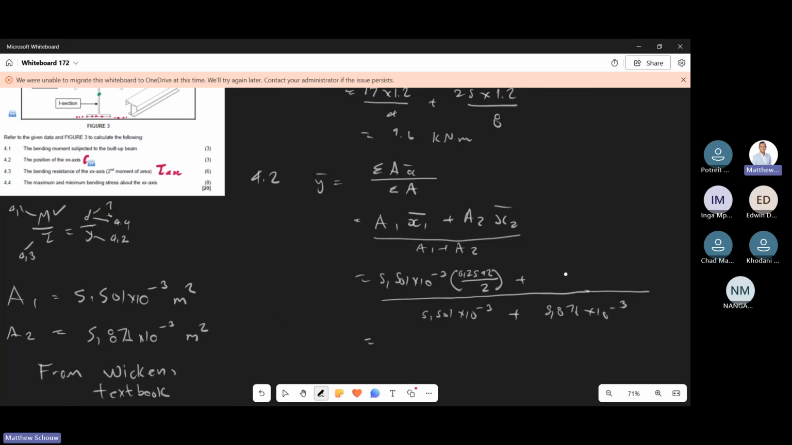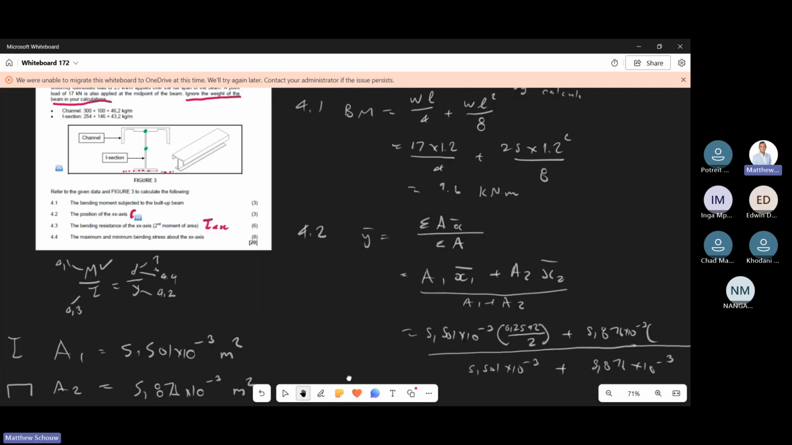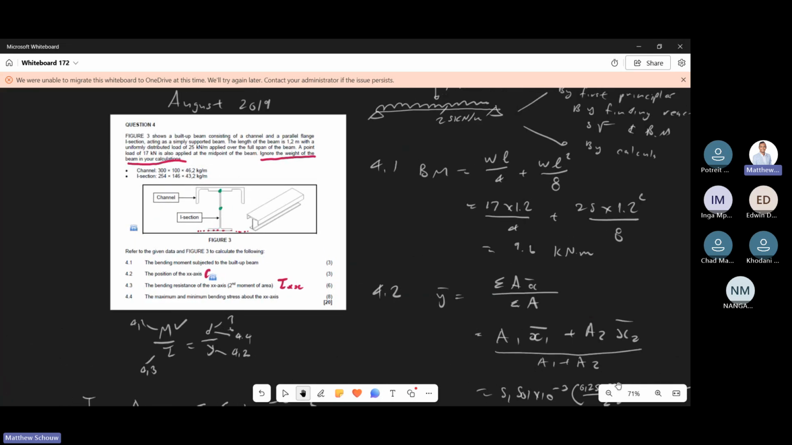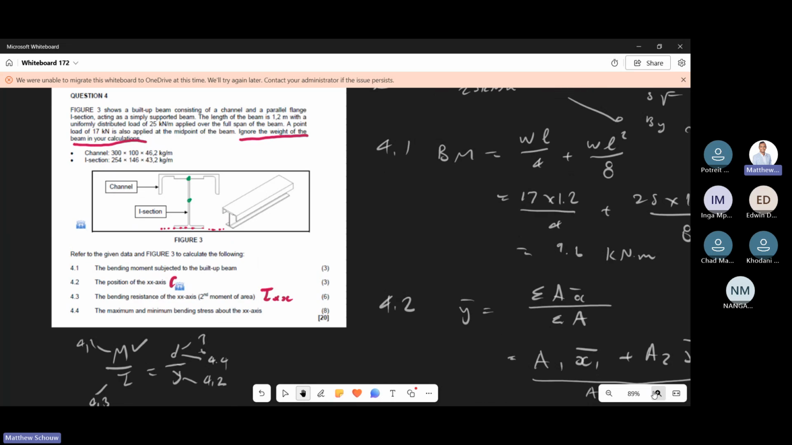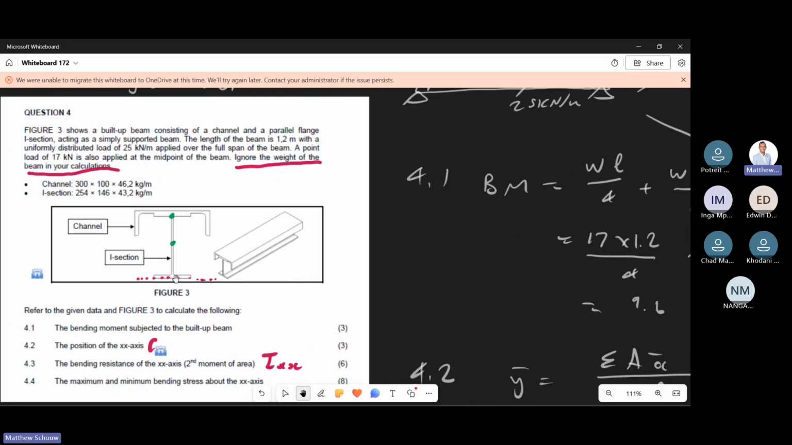Happy with that. So let's put in the second area. Now this one's arguably a bit tricky. How do we find this X bar? If I zoom in here, we're going to have to add the whole 259.6. We need to add the thickness of the channel, and then we must find the center of this.